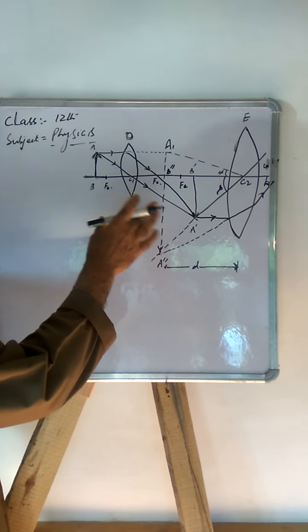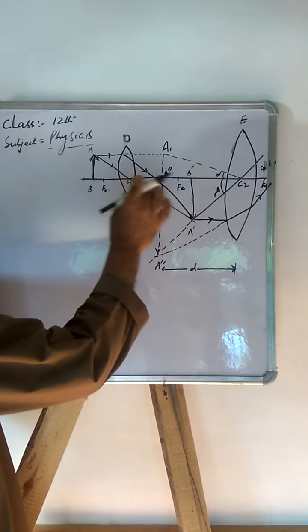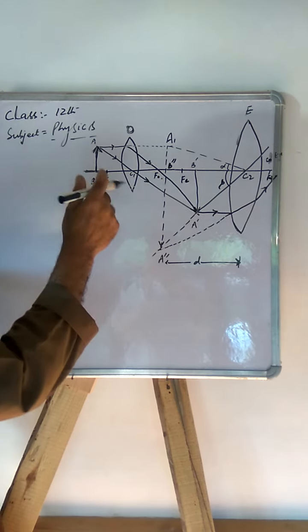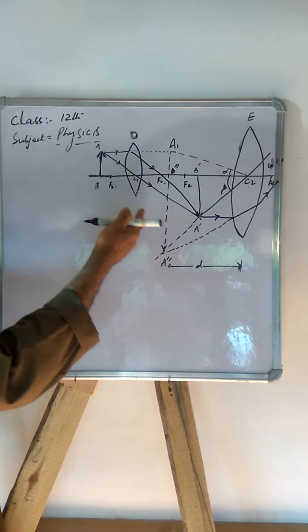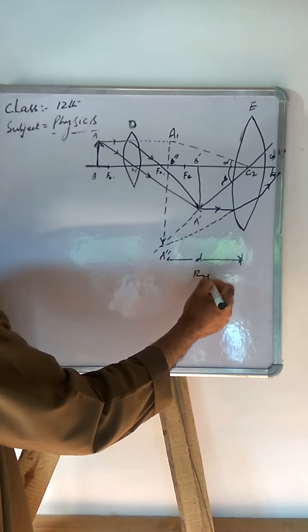In the previous class, we discussed what a compound microscope is and how it is constructed. Now, the course of rays through the compound microscope I have shown in this figure.